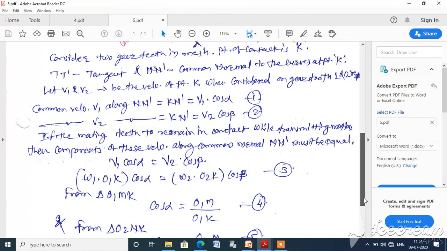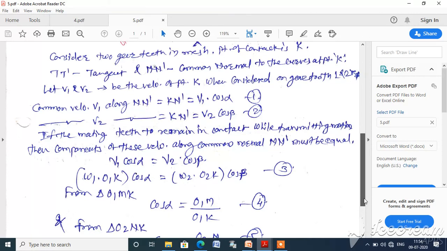Now if the meeting teeth remain in contact while transmitting the motion, then the component of this velocity along the common normal must be equal. So by this condition, we equate equation number 1 and 2.